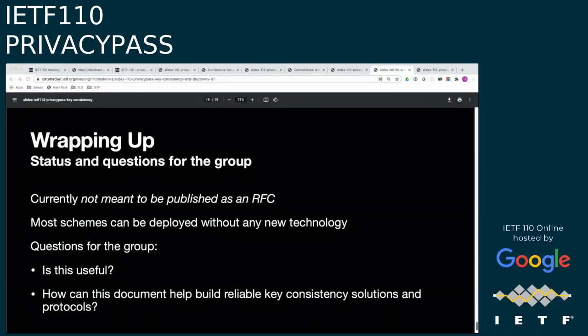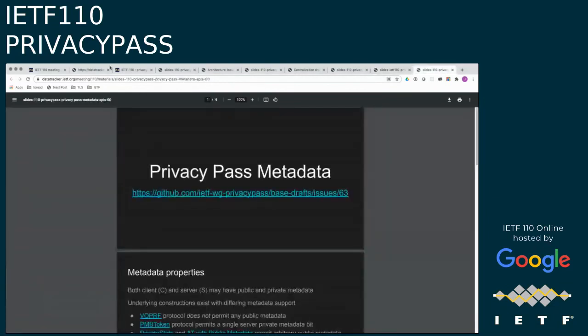Thank you, Watson. It seems like we've completed our discussion there. I hope the authors will take this feedback and update their drafts to address some of these issues that are clearly of interest to the group. Let's move on.